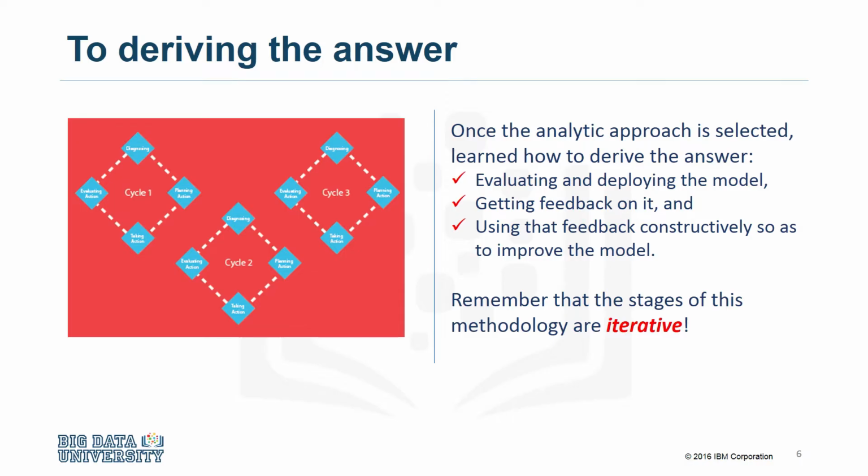Once the approach was selected, you learned the steps involved in evaluating and deploying the model, getting feedback on it, and using that feedback constructively so as to improve the model. Remember that the stages of this methodology are iterative. This means that the model can always be improved for as long as the solution is needed, regardless of whether the improvements come from constructive feedback or from examining newly available data sources.